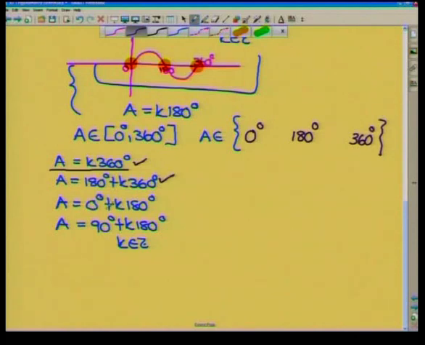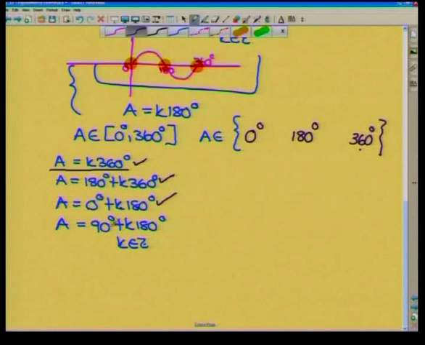Now here, this is 0 plus K 180. So if K was 0, we would get 0, which is already in place. If K is 1, we would get 180, which is already in place. And if K was 2, it would be 0 plus 2 times 180, which is 360, which is already in place. So this one is done already. Right, so the one that remains is the asymptote. So let's look at that.